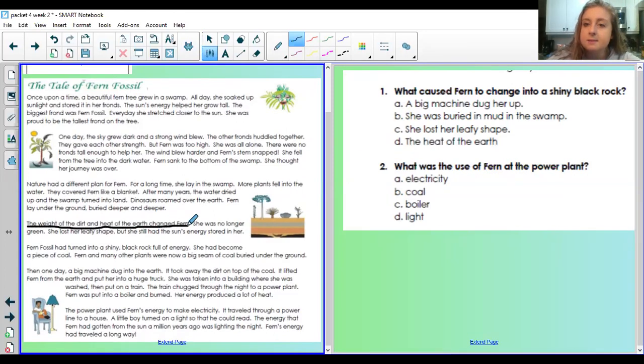It says, A, a big machine dug her up. B, she was buried in the mud in the swamp. C, she lost her leafy shape. D, the heat of the earth. So it would be D, the heat of the earth.